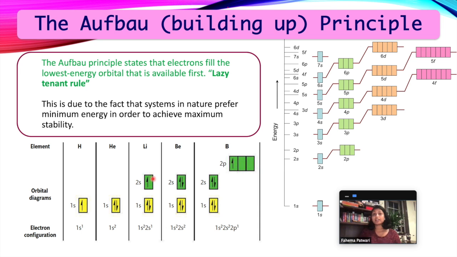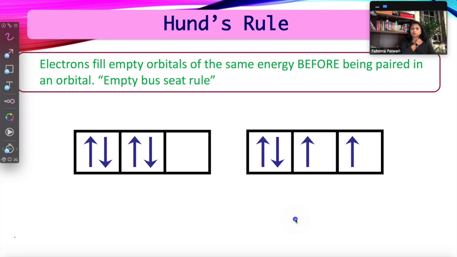So however many electrons there are, you just have to put them in there, starting from the lowest energy level and then filling up as you go to the top. Hund's rule, also known as the empty bus seat rule, states that electrons will fill empty orbitals of the same energy before being paired up in an orbital.